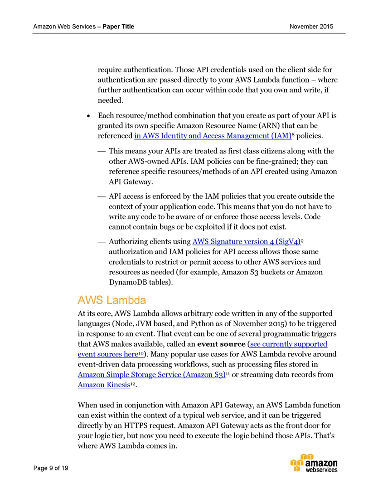Many popular use cases for AWS Lambda revolve around event-driven data processing workflows, such as processing files stored in Amazon Simple Storage Service, Amazon S3, or streaming data records from Amazon Kinesis. When used in conjunction with Amazon API Gateway, an AWS Lambda function can exist within the context of a typical web service, and it can be triggered directly by an HTTPS request. Amazon API Gateway acts as the front door for your logic tier, but now you need to execute the logic behind those APIs. That's where AWS Lambda comes in.